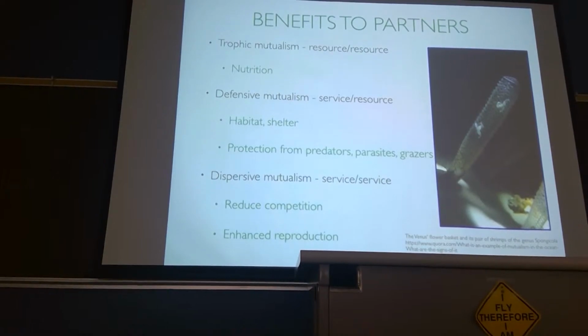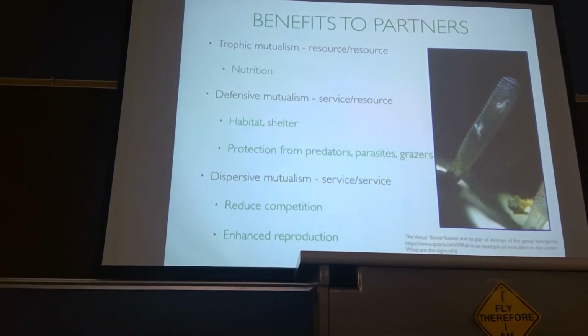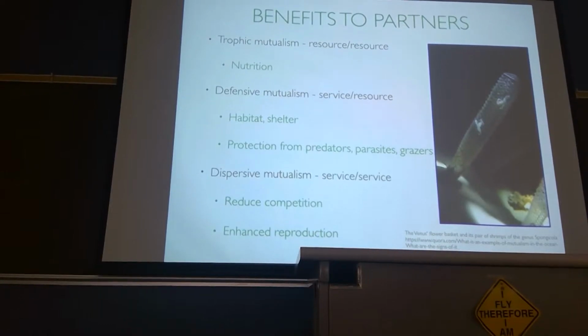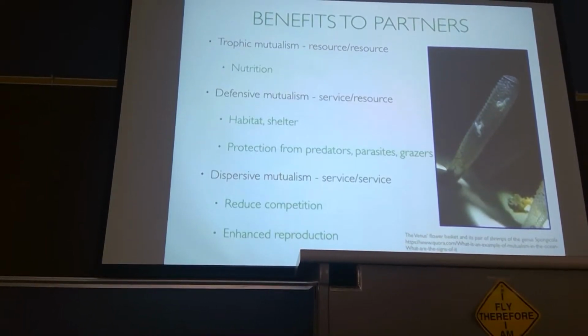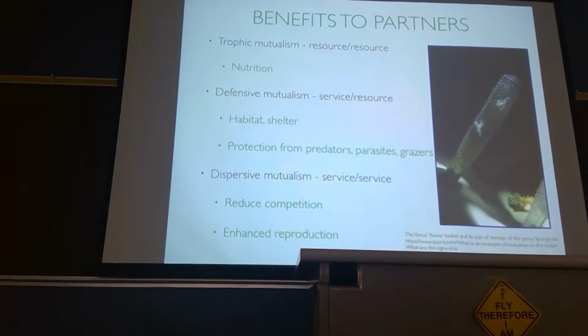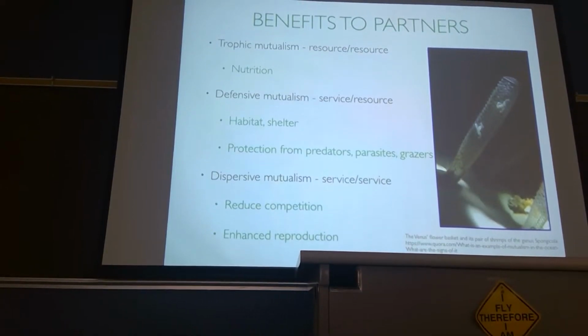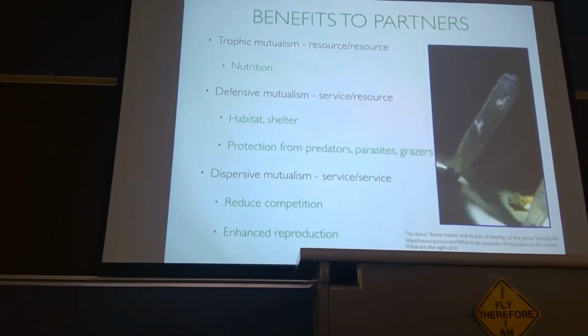They're providing food or energy, either one for the other, or they both get some nutritional resource out of the relationship. And that trophic, we're going to hear over and over again in terms of trophic pyramids and food web interactions as we start to talk about communities. Defensive mutualism, you tend to get a service for a resource. One gets habitat or shelter from the other, and then you might provide something like protection in order to get either that nutritional resource or habitat sheltering one.